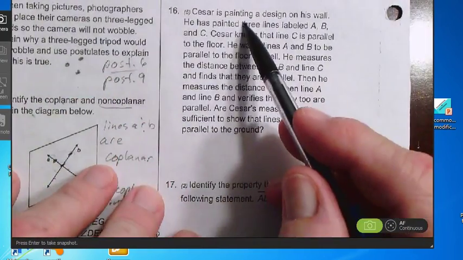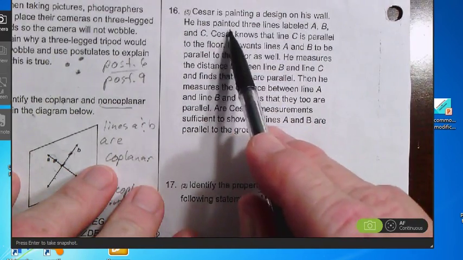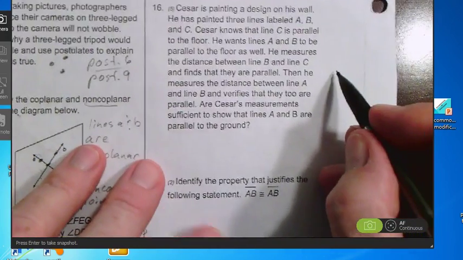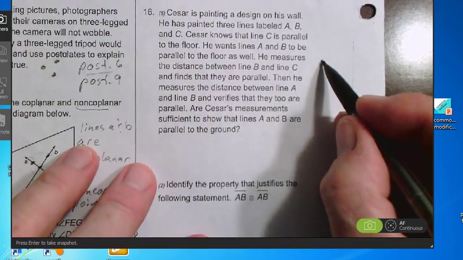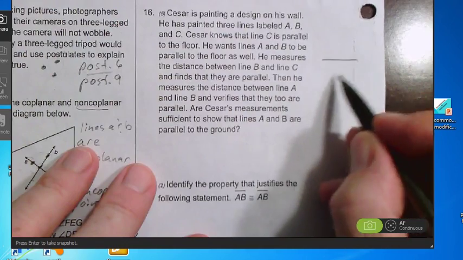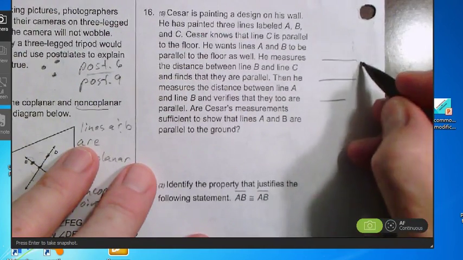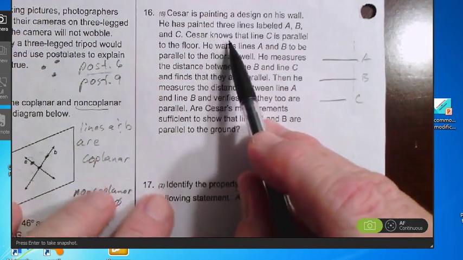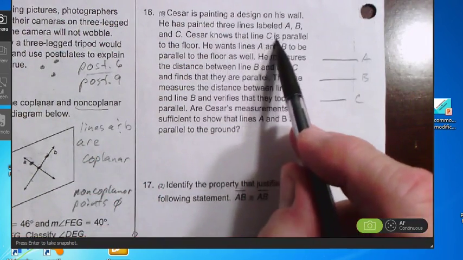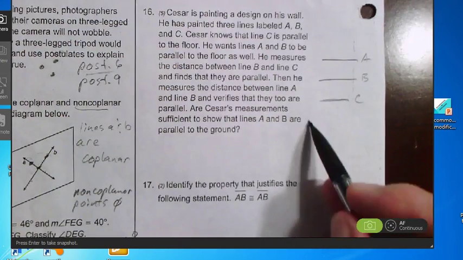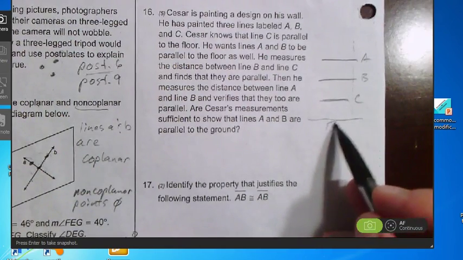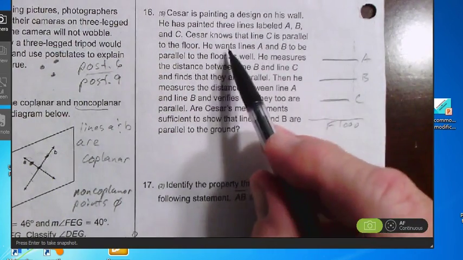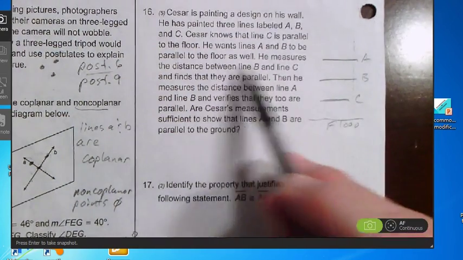All right, so Caesar is painting a design on the wall, and he has 3 painted lines labeled A, B, and C. So let's go over here and draw our 3 lines. A, B, C. Caesar knows that line C is parallel to the floor, so let's call this the floor here. He wants A and B to be parallel to the floor.